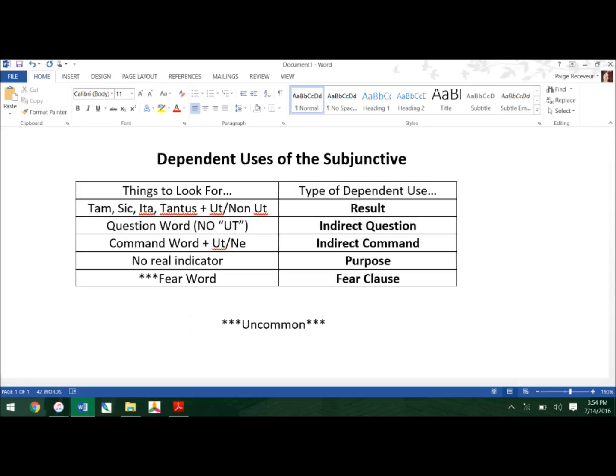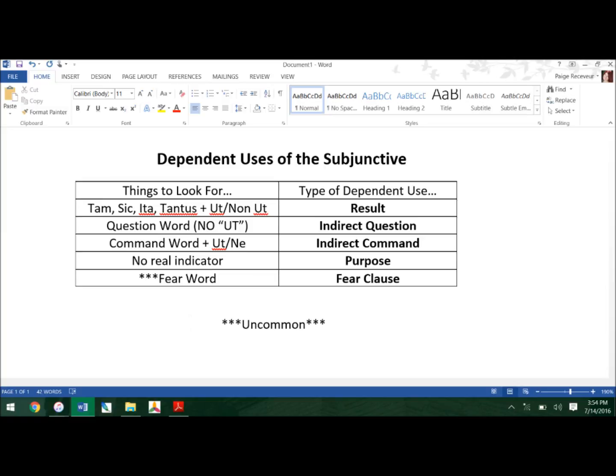Again, a way you could tell the difference between an indirect command and an indirect question is that an indirect command is going to have an ut or a ne. An indirect question will always just have a question word. So if you're confused whether a sentence is an indirect command or an indirect question, just check to see if it has an ut or a ne. In that case, it is an indirect command. And if none of these above work, so if you've gone through and there's no tam, sic, ita, tantus, if there's no question word and no command word, then you're in a place where it's probably a purpose clause.